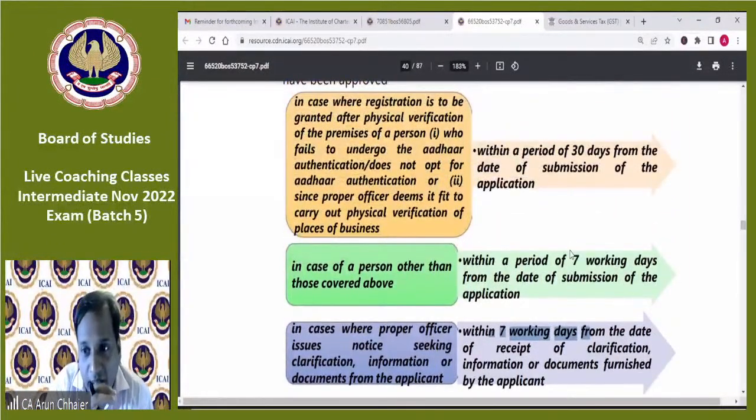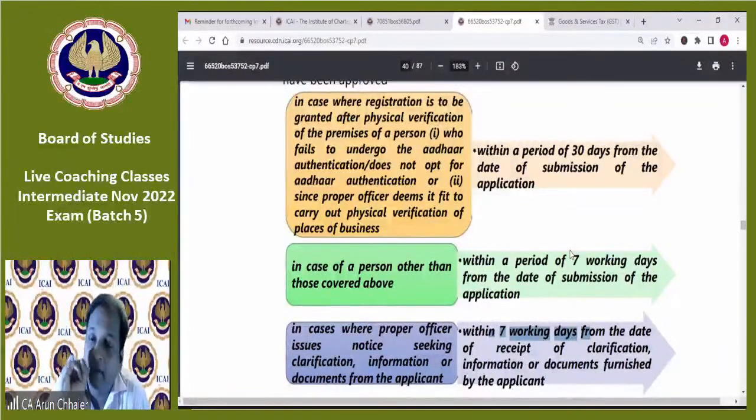Now the GST is fixing the time limit on the applicant and registered person, and at the same point of time on the officer also. On the officer, they are saying the application has to be approved first within 7 days in case of Aadhaar authentication, or within 30 days if not opted for Aadhaar or failed to do the Aadhaar authentication. Then if no action has been taken within the 7 days or 30 days, it will be deemed to be approved.